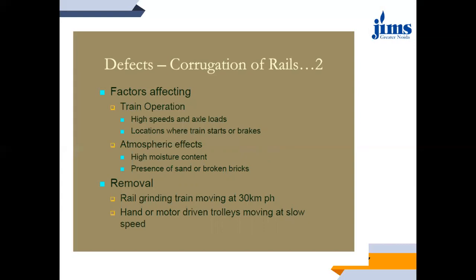Now the removal of this corrugation of rails can be done by rail grinding, with the train moving at a 30 kilometer per hour speed. Or sometimes it is also rectified by using hand or motor driven trolleys which are moving at a slow speed. So you might have seen certain people driving hand driven trolleys. Earlier hand driven trolleys were overused, but nowadays you can find motor driven trolleys which are quite prominent. Okay, so they are basically just like the bump integrator you have studied in highways. This is the best analogy to compare both.